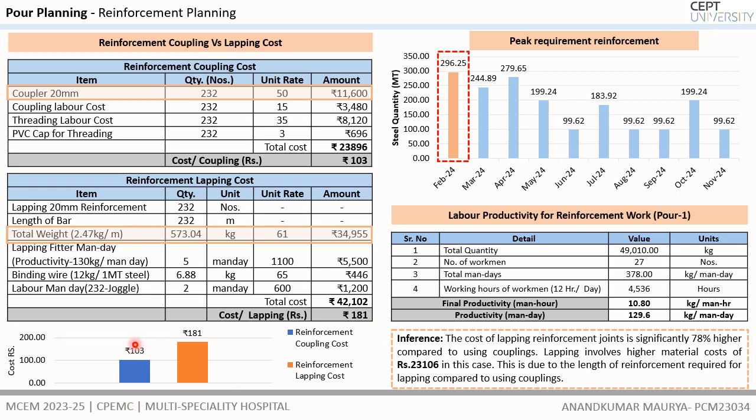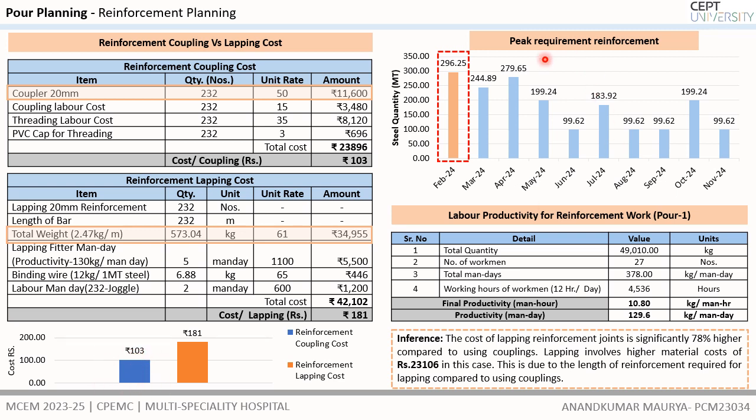Here we can see the significant difference is only in the cost of the material, where about 12,000 is the cost in coupling, whereas 35,000 is the material cost in the lapping of the joints. So coupling of the reinforcement joints with couplers is beneficial for the project.